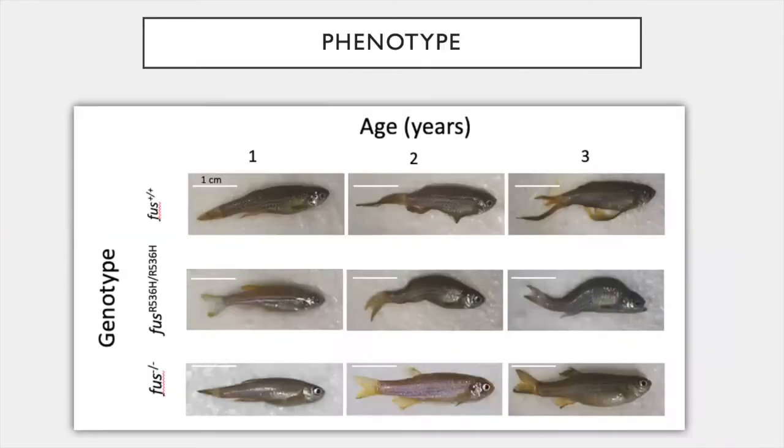Here I have pictures from wild-type homozygotes and knockouts from 1, 2, and 3 years of age. I want to point out this interesting curvature of the trunk we see in our 2 and 3-year-old homozygotes, which is absent in our other lines.